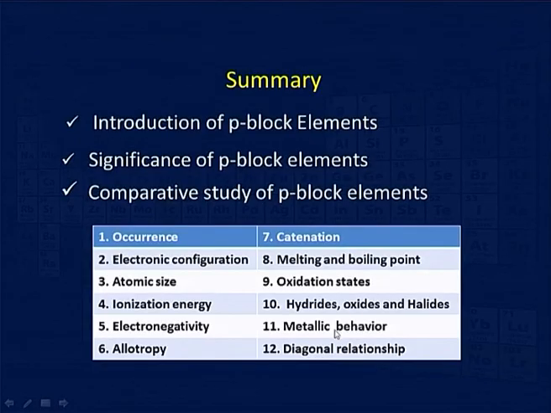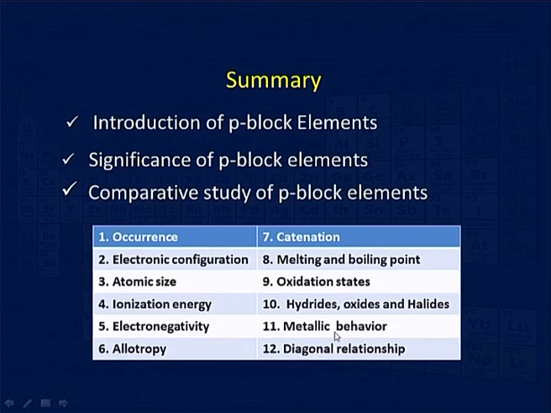The oxidation state of the elements of the p block was discussed, and it was found that fluorine has the oxidation state fixed as -1. However, the rest of the elements of the halogens, chlorine, bromine, iodine, have variation from +2 to +5, including this -1 state. The hydrides, oxides and halides were discussed.